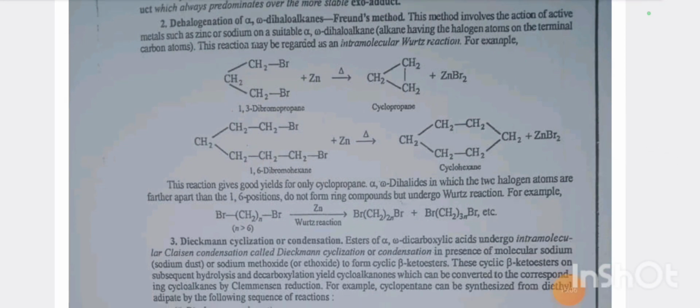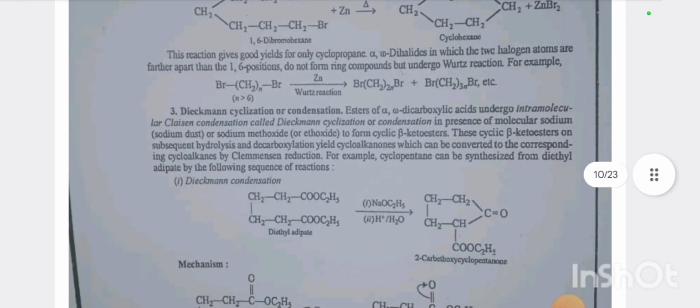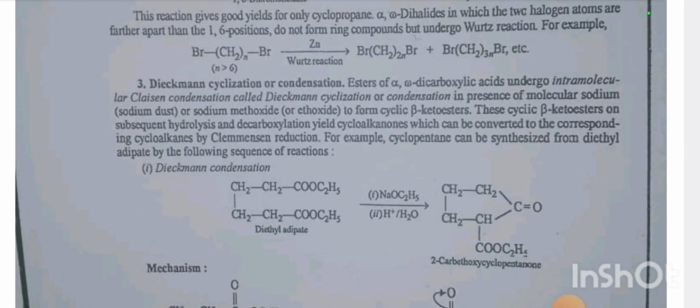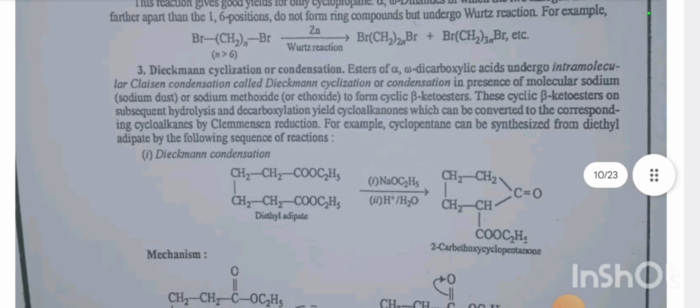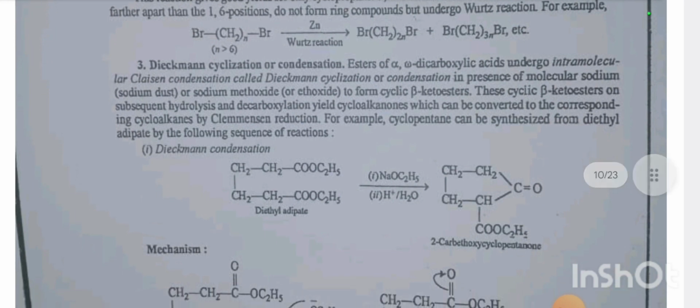Second, dehalogenation of alpha, omega-dihaloalkanes, Freund's method. This method involves the action of active metals such as zinc or sodium on a suitable alpha, omega-dihaloalkane, an alkane having the halogen atoms on the terminal carbon atoms. This reaction may be regarded as an intramolecular Wurtz reaction. The reaction gives good yields only for cyclopropane. Alpha, omega-dihalides in which the two halogen atoms are further apart than the 1,6 position do not form ring compounds but undergo the Wurtz reaction.